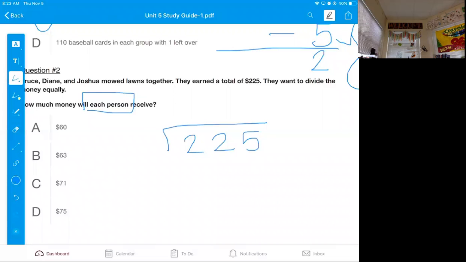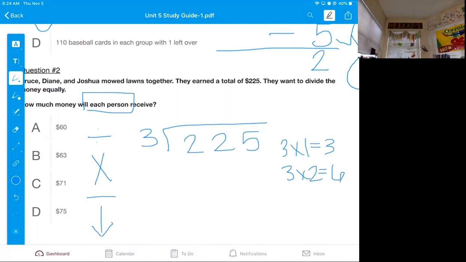If you don't know your 3 facts, out to the side you could write 3 times 1 is 3, 3 times 2 is 6, and list all of them all the way down through 3 times 9. All right. So Dad says, Mom says, Sister says, Brother says, Rover says.